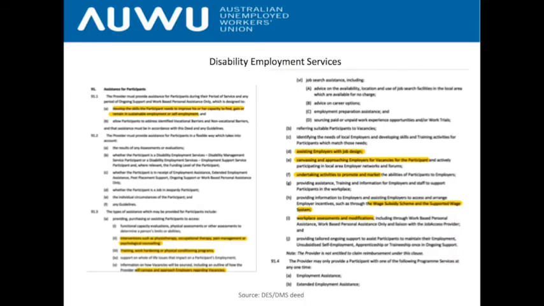Next, we have the ongoing support offered by the Disability Employment Services system. Here, the provider, similar to Job Active, must provide support in developing the skills of the unemployed worker that they need to find, gain, and remain in sustainable employment. So very, very vague, but also very comprehensive. They must allow participants to address identified vocational barriers and non-vocational barriers. So hugely, once again, vague, but comprehensive.